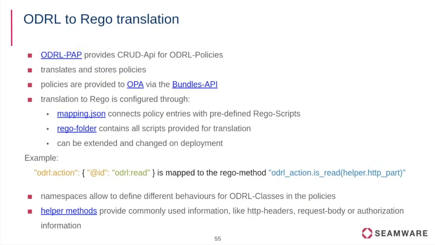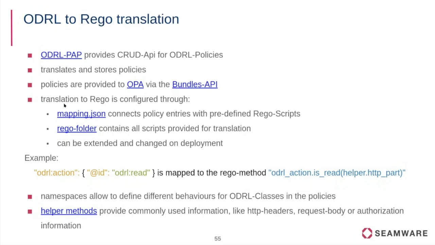We have the ODRL PAP to provide a CRUD API for ODRL policies, which also translates and stores the policies. The policies itself are provided to OPA through the Bundles API. The Bundles API is a standard API supported by the Open Policy Agent, where it asynchronously can get data, methods, and policies from a defined endpoint. Translation from ODRL to Rego is configured through the ODRL PAP.